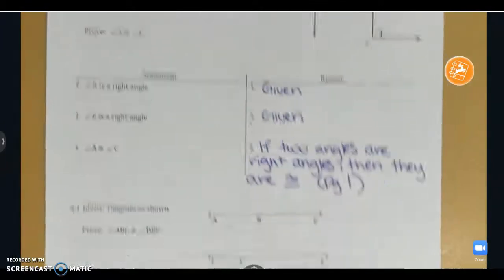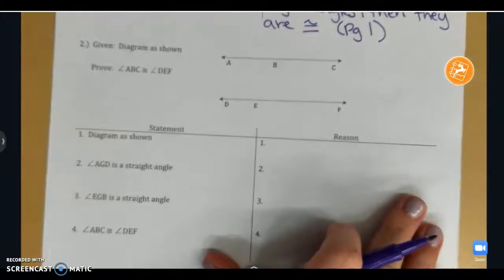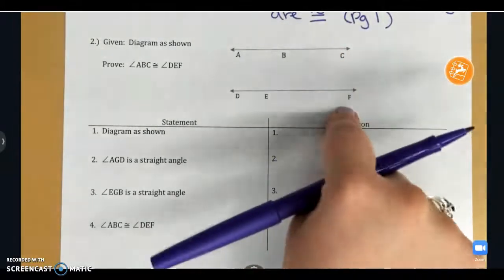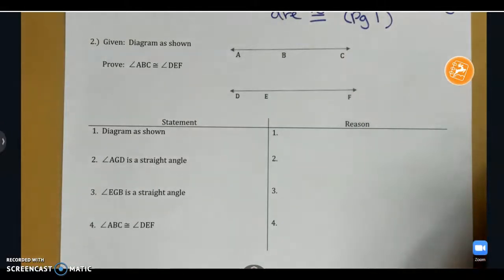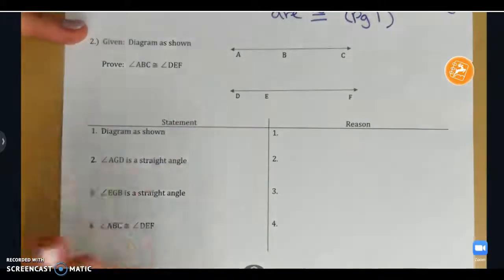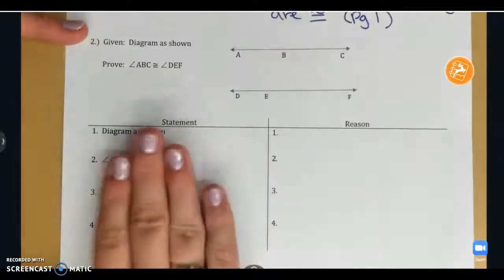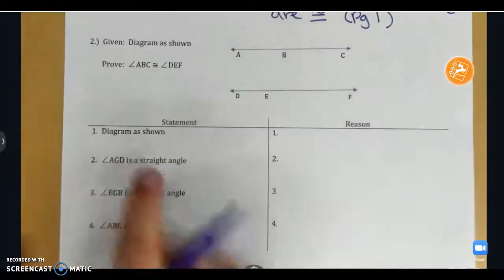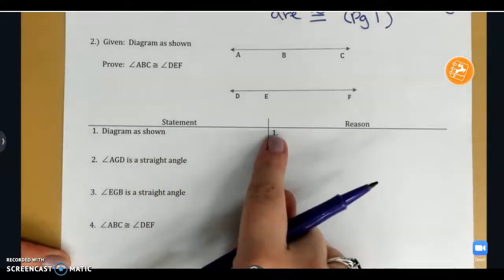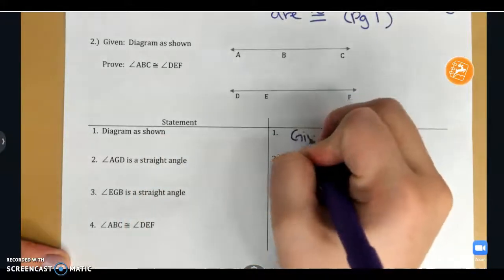Let's go on to number 2 then. We are given the diagram, so we have these two lines, and we want to prove that angle ABC is congruent to angle DEF. Now this one, the statements are already written for us, and we're going to be matching the reasons for this statement, just like we did in number 1. So the first statement is the diagram as shown. How do we know that? We were given that, okay?